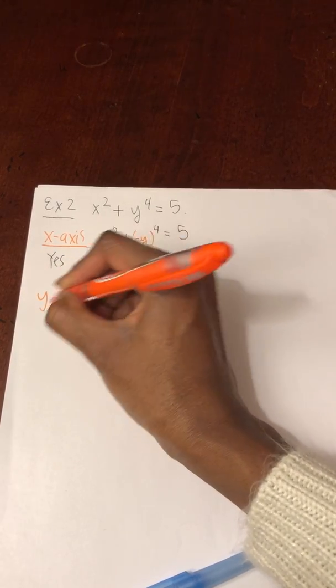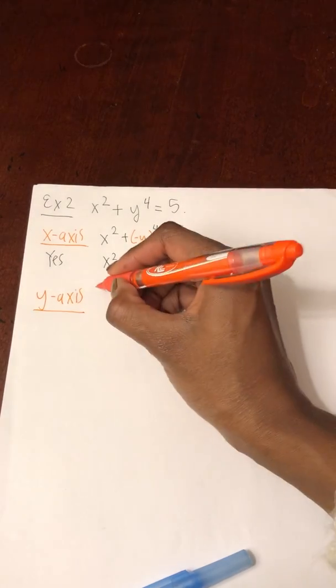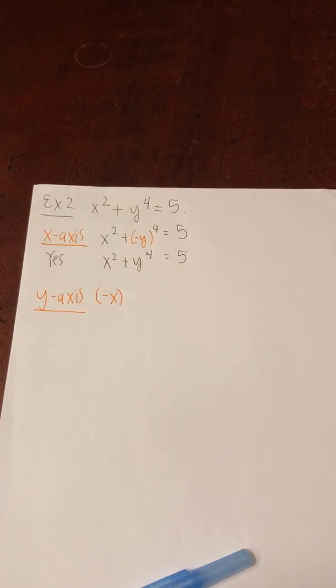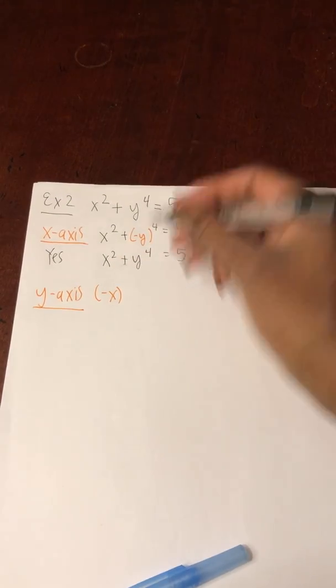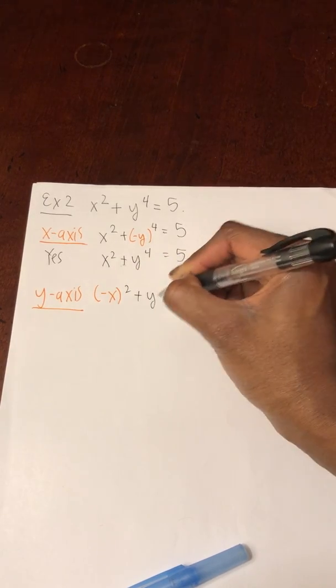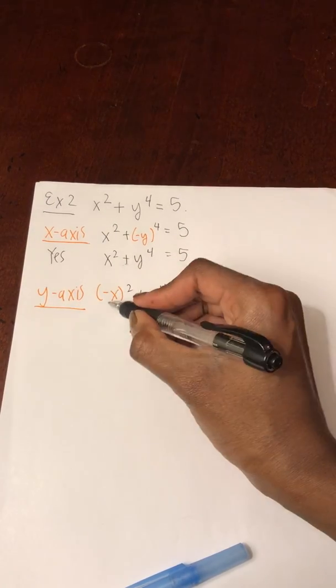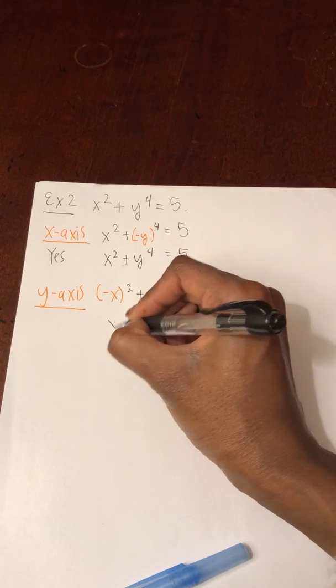Now let's do the y-axis. For the y-axis, we will be changing all of our x's in the original equation to negative x. And then everything else will stay the same, okay? Since it's an even, it's going to become a positive.